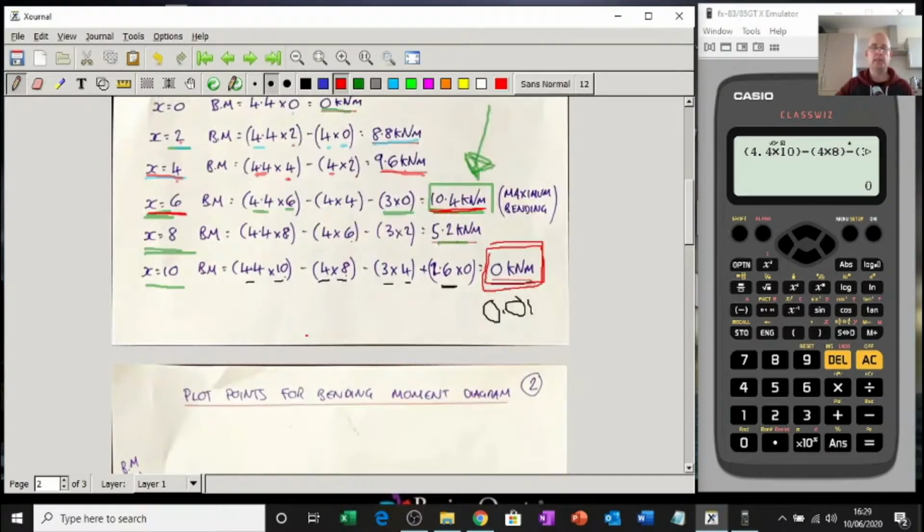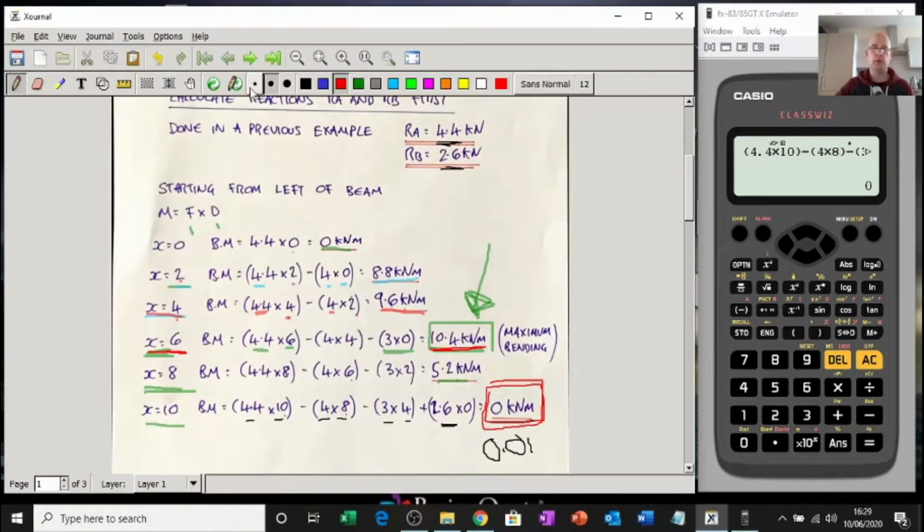Now all you've got to do is plot these numbers. So plot now, bit of graph paper or pencil and ruler, x equals 0, plot 0, x equals 2, 8.8, x equals 4, 9.6. 6 is going to be 10.4, 8 is going to be 5.2, 10 is going to be 0. Don't forget the killer.